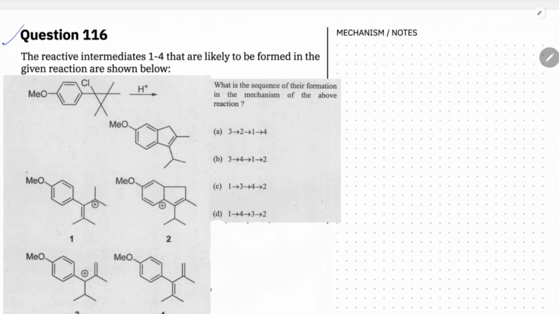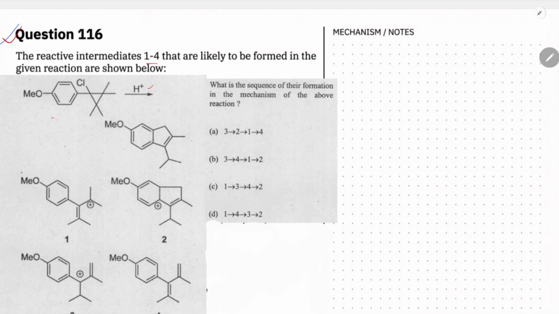In question number 116, the reactive intermediates 1 to 4 that are likely to be formed in the reaction. So we have to find that. Now in the given reaction, first of all, H plus is given. So this is the given substrate. We have to get this product in acid medium. So what is the sequence of intermediates formed? First of all, as this is in the solution phase, solvolysis will occur. This chlorine will be released. Now this is OMe, and this is 2. Okay, fine. And here is the carbocation.